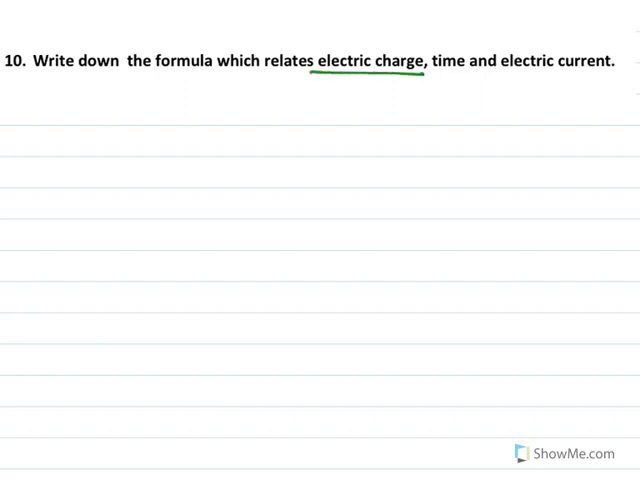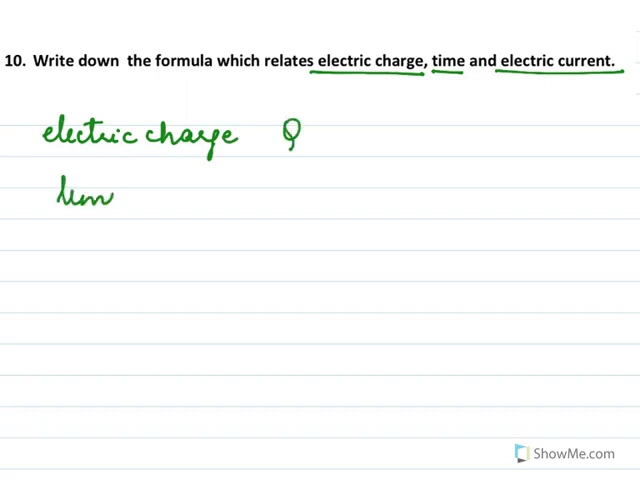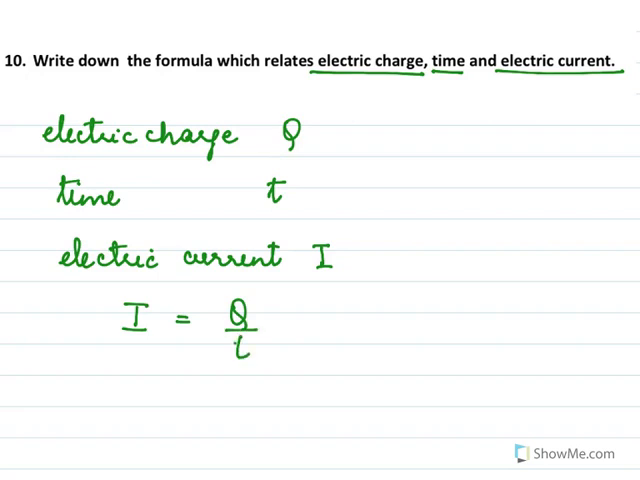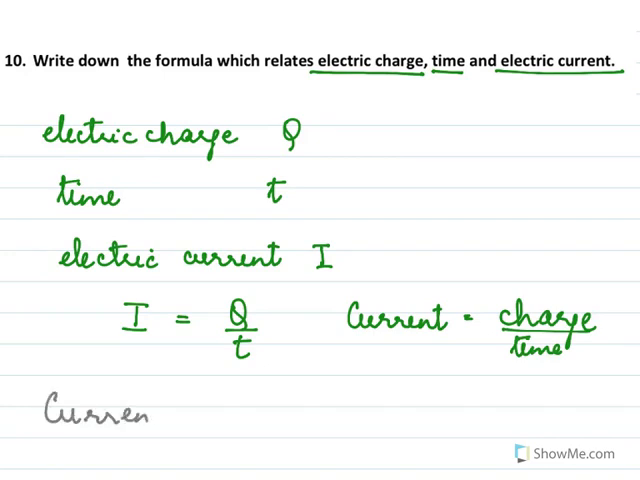Write a formula which relates electric charge, time and electric current. Now electric charge we denote as Q. Time, of course, we denote as T. And electric current we denote as I. And the relationship is I equal to Q over T, means current equal to charge over time. Because current is a rate of flow of charge. The strength or magnitude of current is the rate of flow of charge with time.